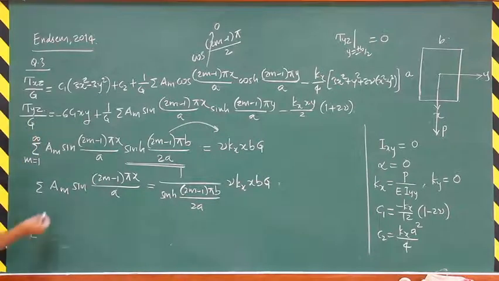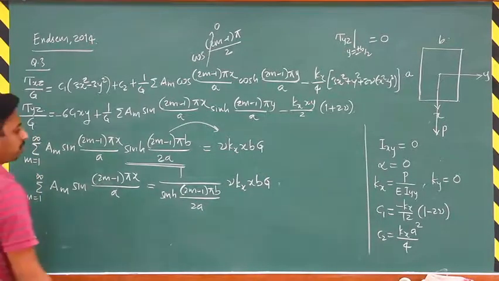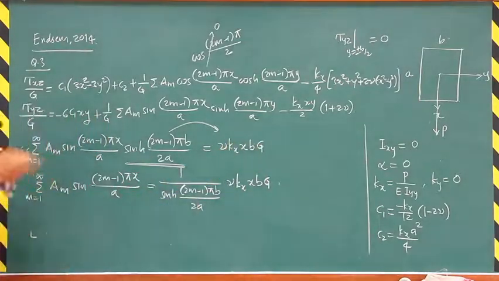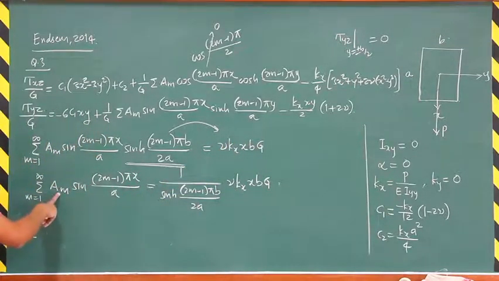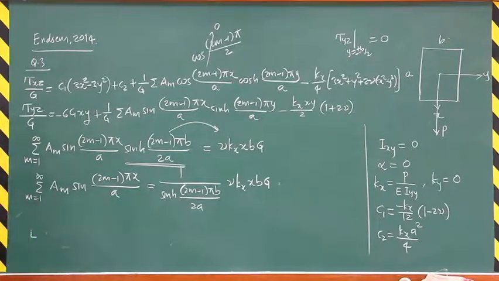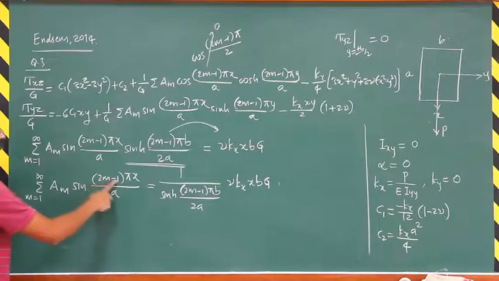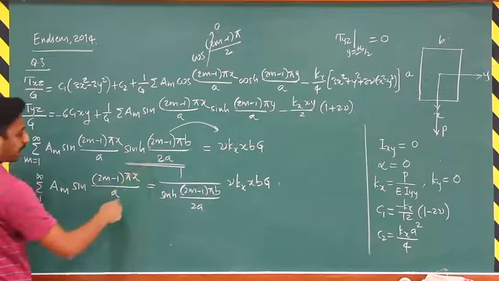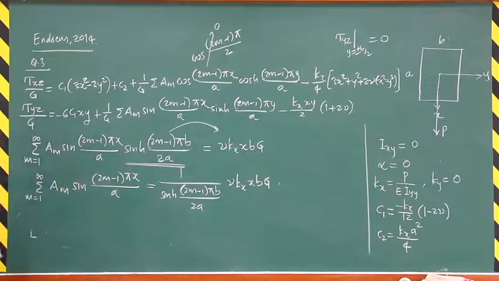Now, to find this constant, on the left hand side we have a series and on the right hand side we have a certain function. So to find this constant Am, we have to make use of orthogonality conditions. We will make use of the orthogonality of trigonometric functions here. So what we do here is multiply both sides by sine of 2n minus 1 pi x upon a and integrate over the domain minus a by 2 to a by 2.